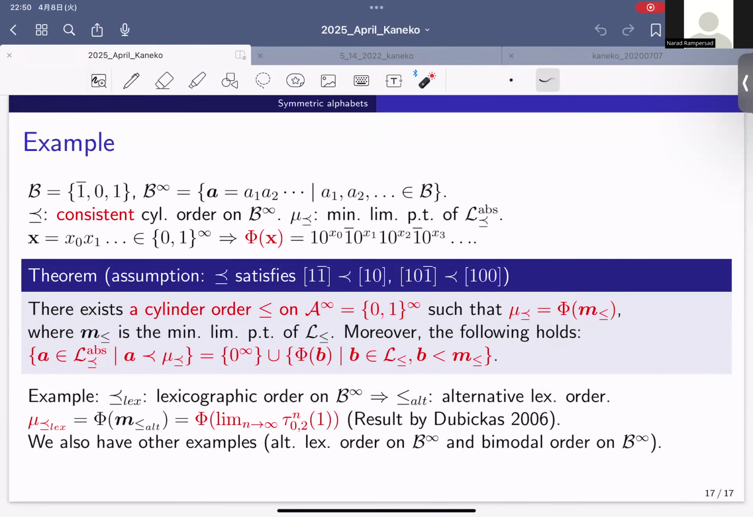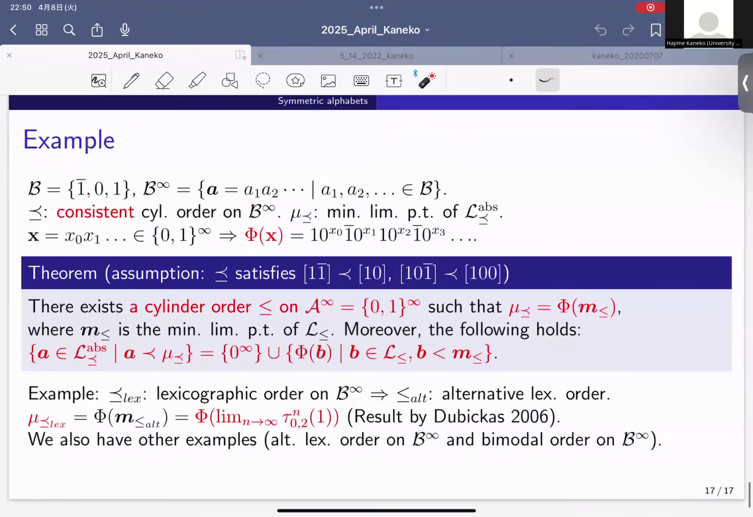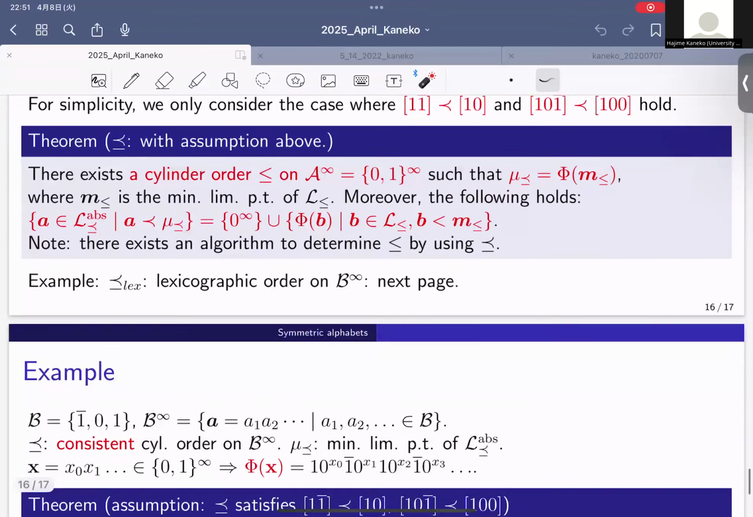Does it make sense to consider larger alphabets? It's a nice question. It's the next target. And of course, if you know the original Lagrange spectrum, it comes from both-sided sequences. So I think it's interesting to consider a both-sided version of our research.